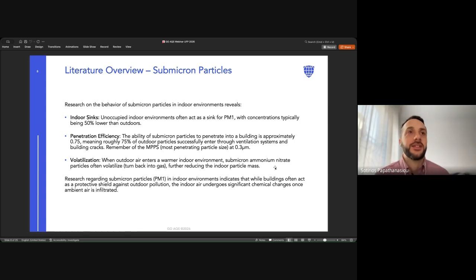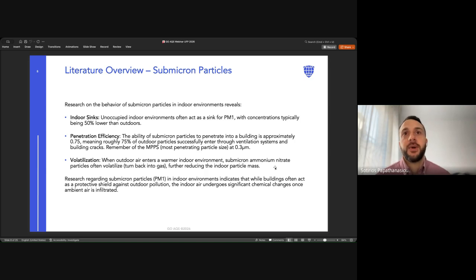And then something else that happens when outdoor air enters warm indoor environments: some submicron ammonium nitrate particles, often volatile, turn back into gas and start reducing the indoor particle mass.